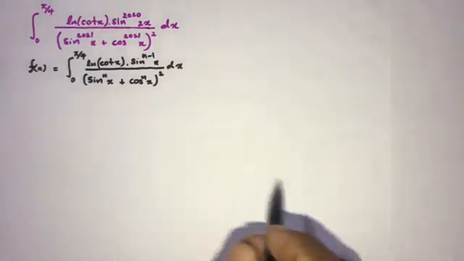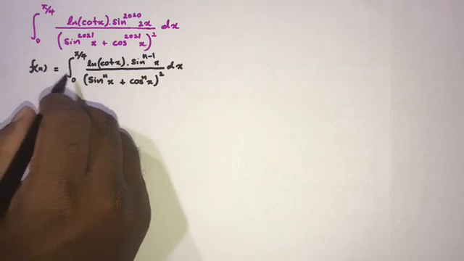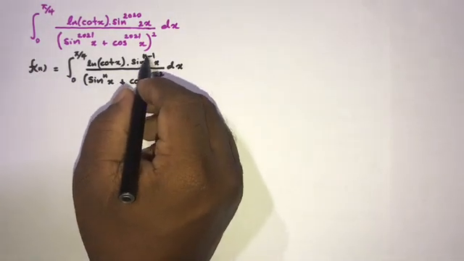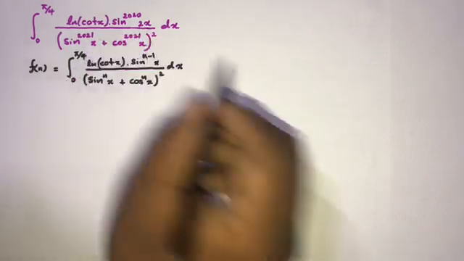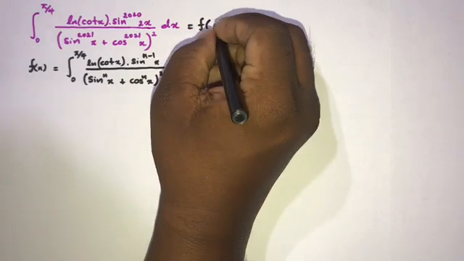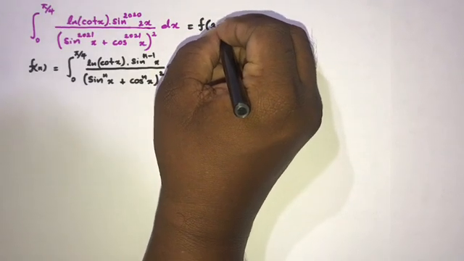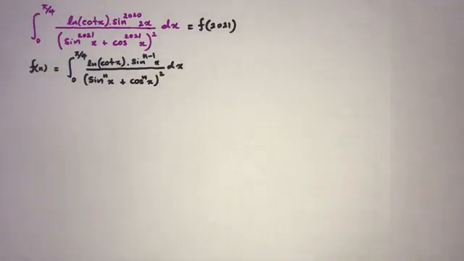Now if we plug in 2021 for n, we know 2021 minus 1 is 2020, and here 2021. So this is equal to our integral. So we should evaluate f of 2021.